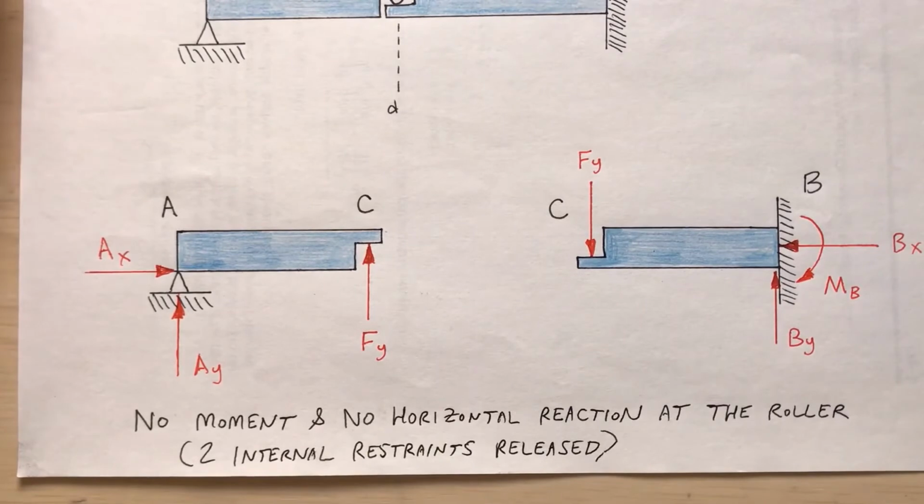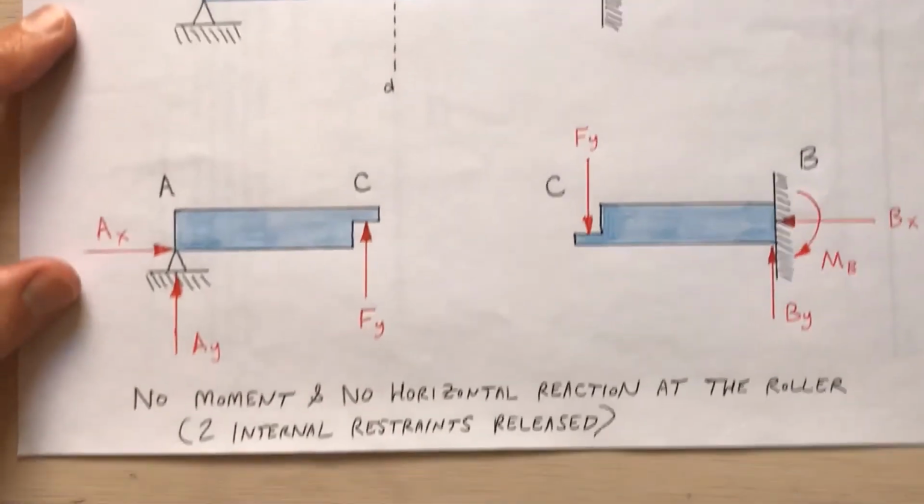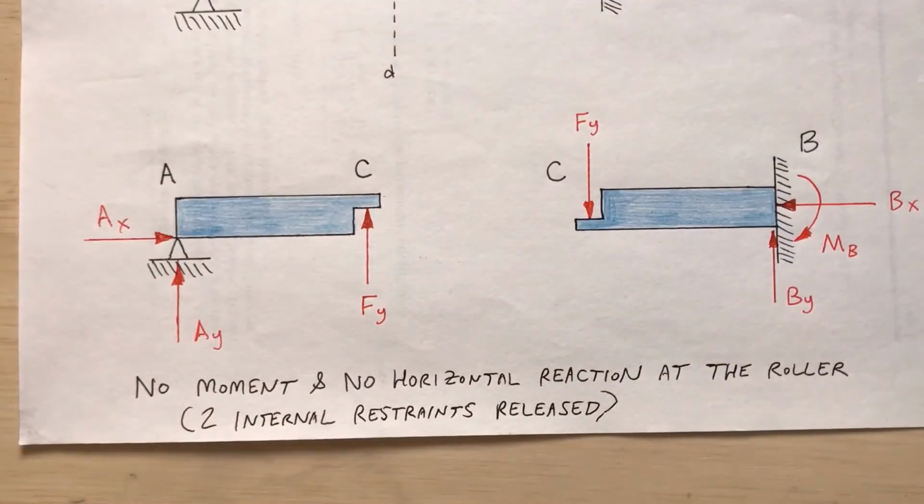So what's missing here versus the previous scenario? I don't have a horizontal force, do I? Because of the internal roller. I just have a vertical force at C. So for an internal roller, there's no moment, no internal moment. But in addition to that, there's no horizontal reaction at the roller, so I'm actually releasing two internal restraints. So how does that look?